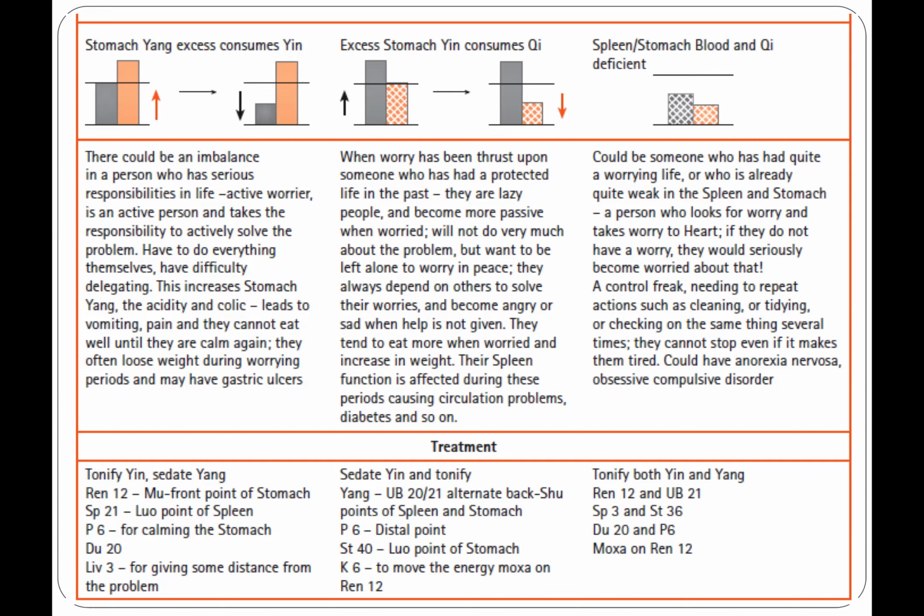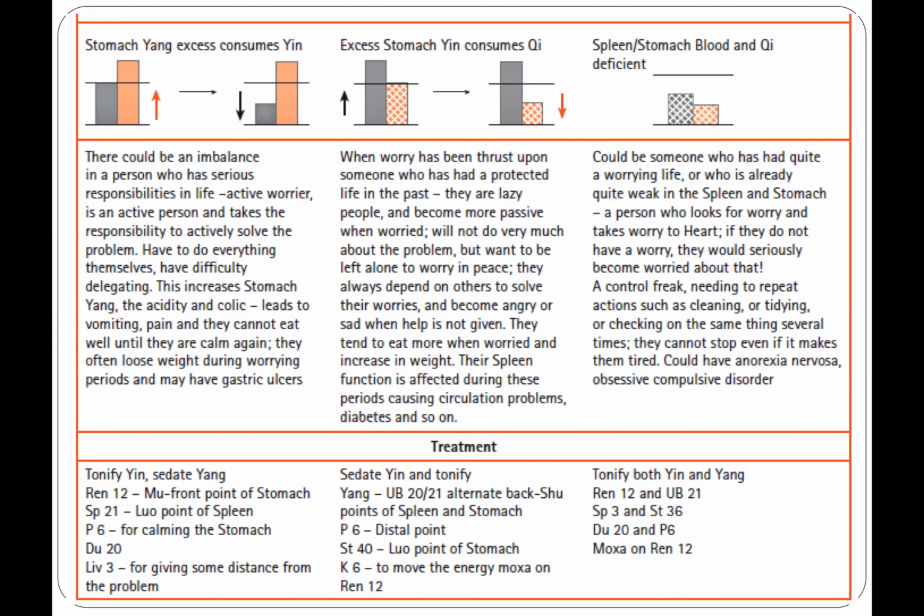So we need to treat this case by tonifying yin and sedating the yang by using acupoints REN 12, which is the front mu point of the stomach, spleen 21, the luo point of the spleen, pericardium 6 for calming the stomach, DU 20, and liver 3 for giving some distance from the problem.